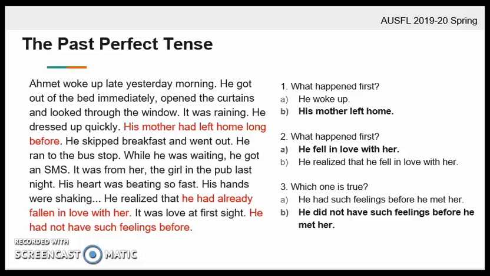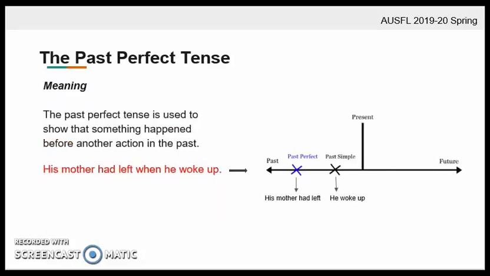All these sentences in red are in the past perfect tense. When do we use the past perfect tense? We use it to show that something happened before another action in the past. When you look at our timeline, you see that there are two past actions and past perfect shows the previous one. Here in the example, we used past perfect, his mother had left, with the past simple to show one past action happened before another one. First, his mother left, then he woke up.